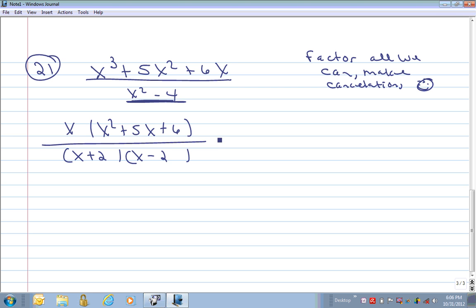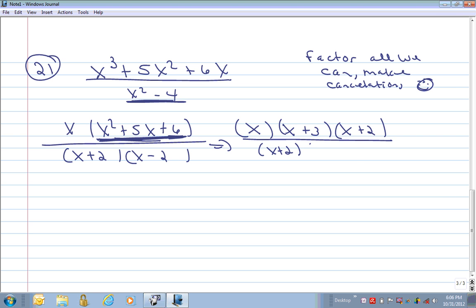All right, I believe at the top we can go ahead and factor a little bit more. This can also be factored out. So we have x, and now we're going to factor this down, break this into 2 more. So we have x, and we want numbers that multiply to 6 but add to 5. I believe that's positive 3 and positive 2, all over x plus 2, x minus 2.